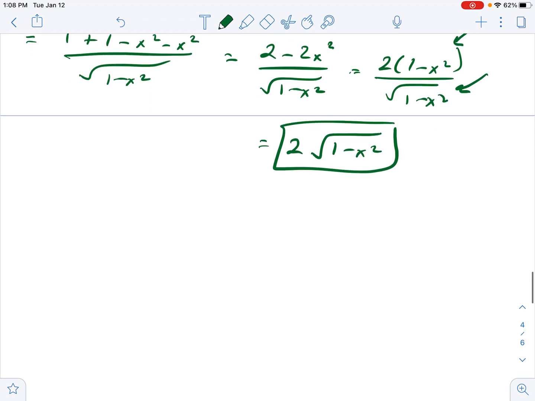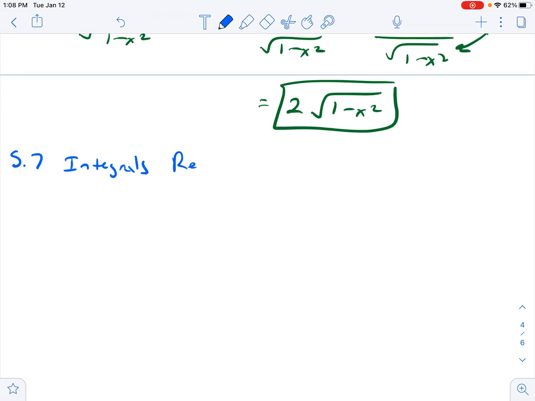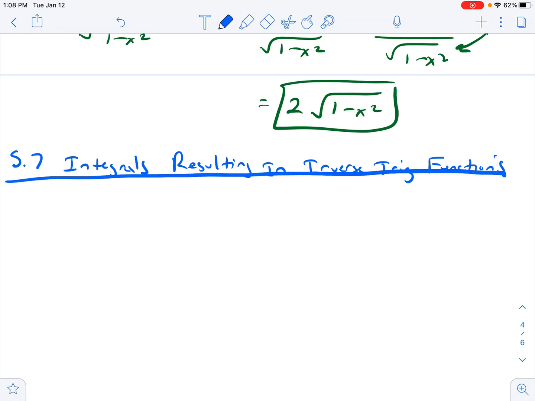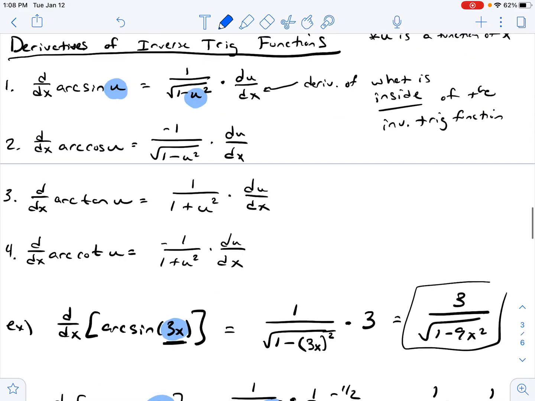Okay. All right. So now moving into 5.7, this is the integrals resulting in inverse trig functions. And what's nice is that there's really only 2 we need to know. There's only 2, even though there were 4 derivatives we looked at.